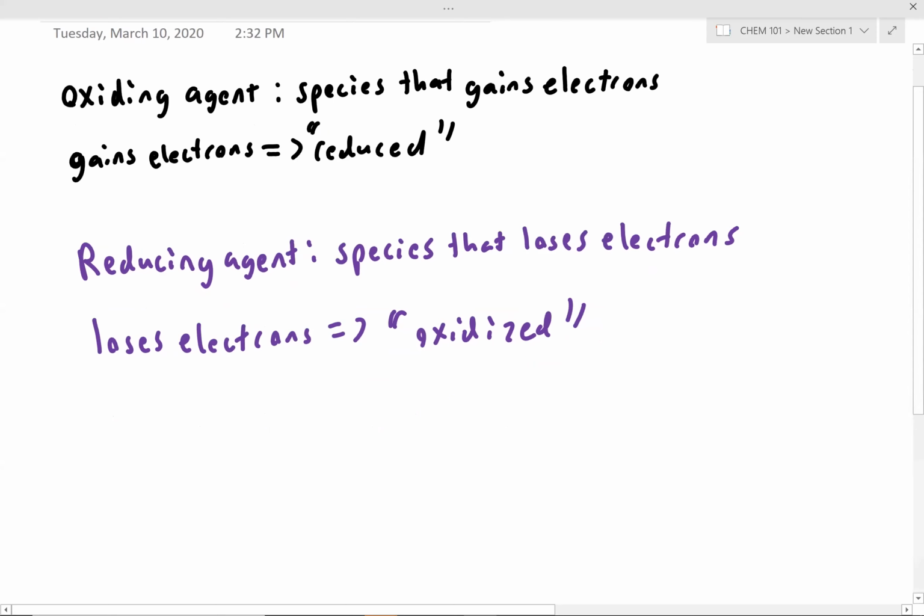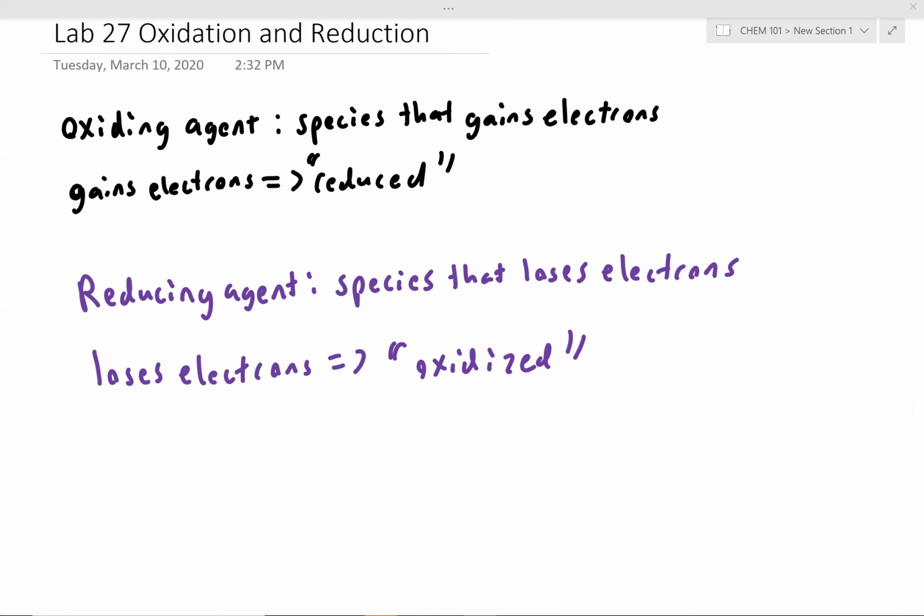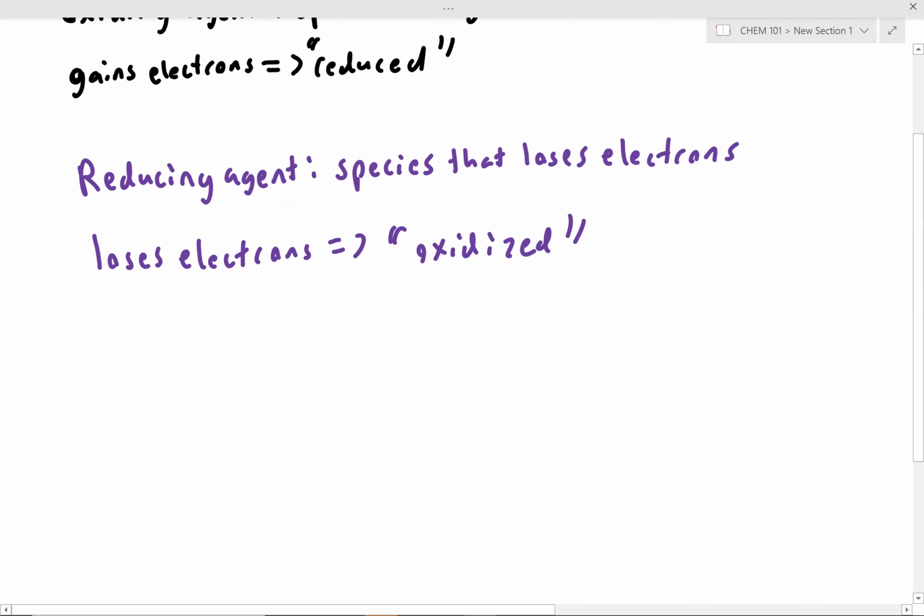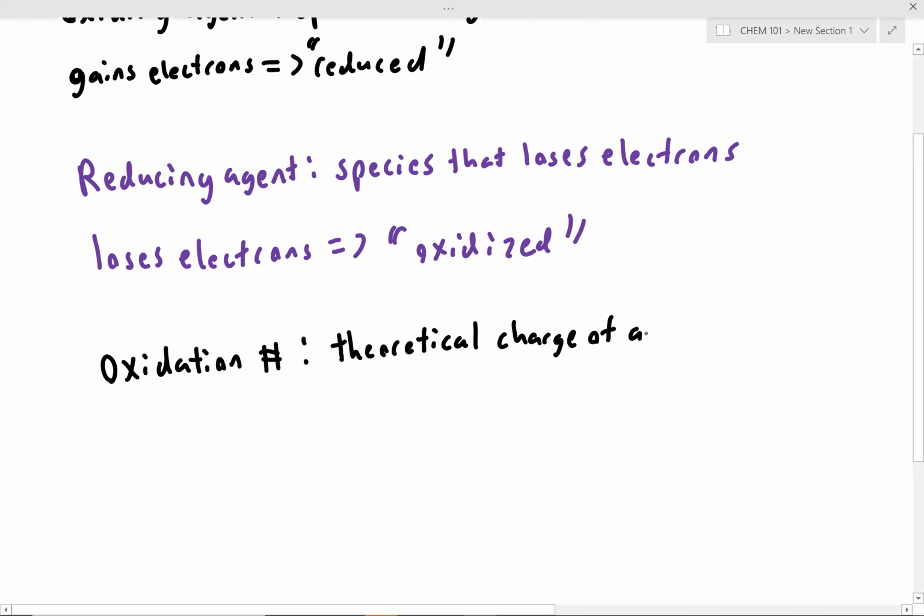Now, how do we assess whether something gained or lost electrons? Well, the best way I like to think of oxidation number, as you calculated it in dry lab 2B, is that the oxidation number is the theoretical charge of an atom, assuming all bonds were ionic. Okay, so let's do some examples.